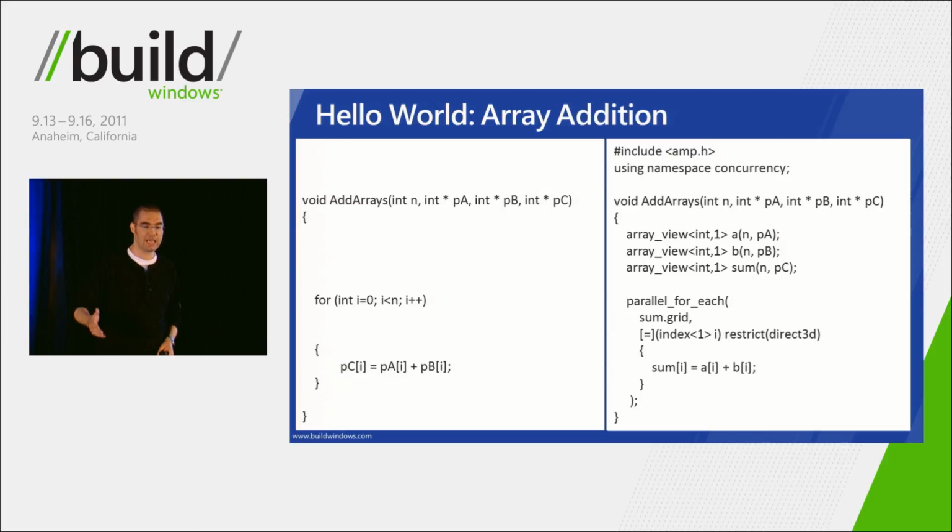All I did is include amp.h, which is the header file that you use for the library. I'm using the concurrency namespace just to save me some typing further down. And that is the only change I made in my program. Recompile, run. Now it's running on the GPU. That's how minimal the API is.